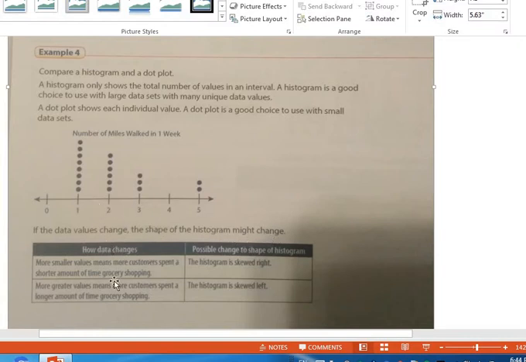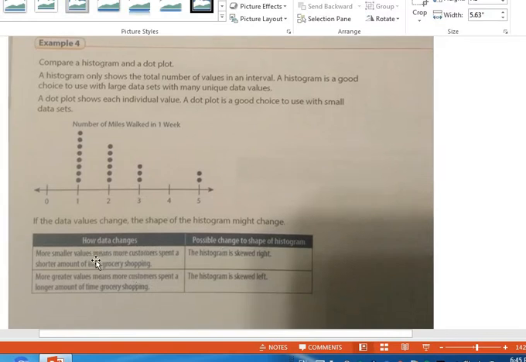Here, can you see this? Here, how data changes, possible changes to the shape of the histogram. More smaller values means more customers spend a shorter amount of time grocery shopping. Here, possibly changed shape of histogram, the histogram is skewed right. Okay, here more greater values means more customers spend a longer amount of time grocery shopping. Here the histogram, if it changed, will be skewed left.